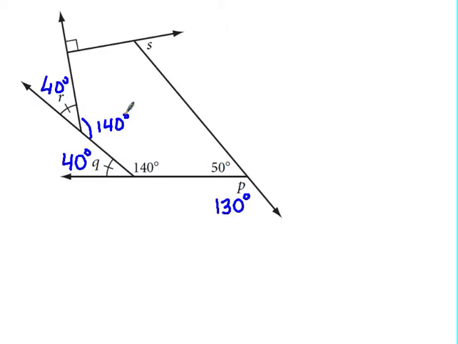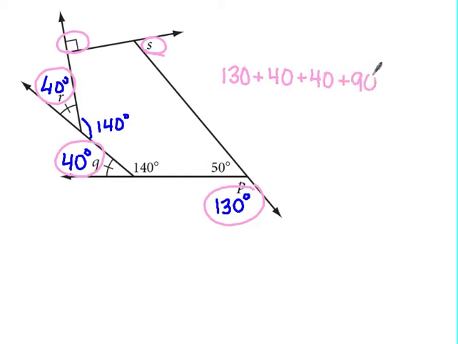Now we have to find what S is. If I look at this angle, this angle, this angle, this angle, and this angle, those are all exterior angles, right? And if I add all of the exterior angles up, what is the sum going to be? 360. So let's do that. I have 130 plus 40 plus 40 plus 90 plus S, and that has to equal 360.